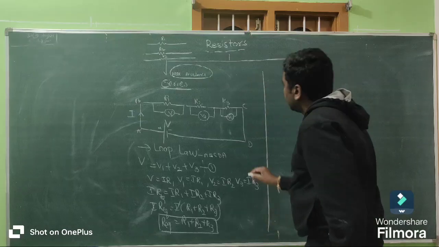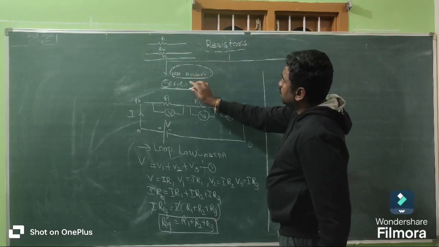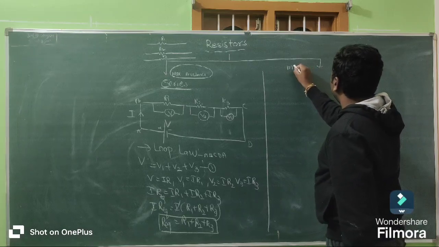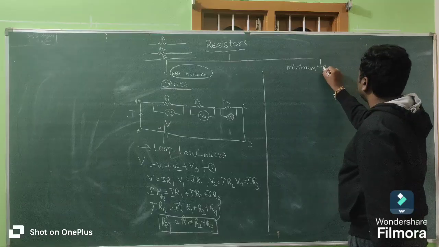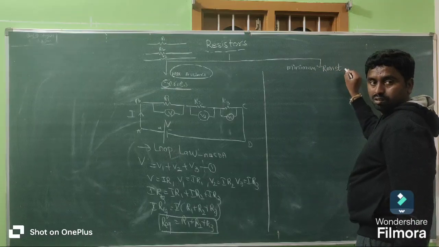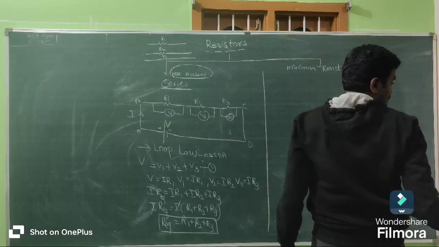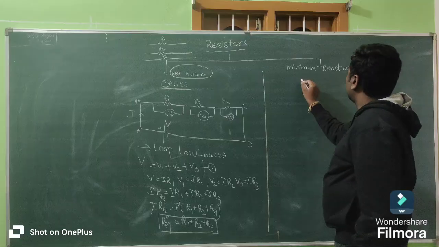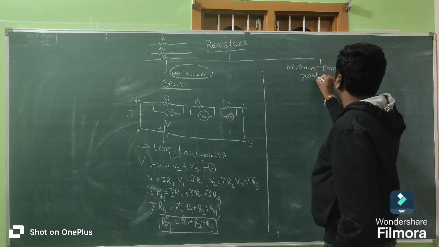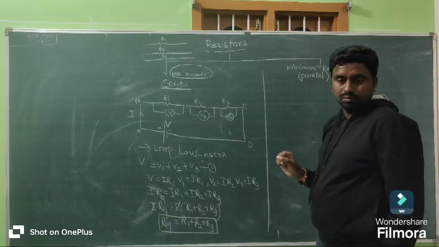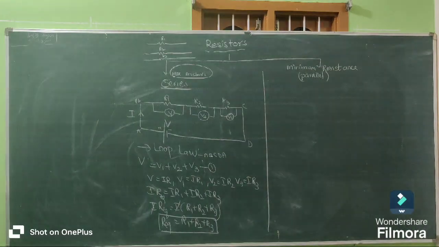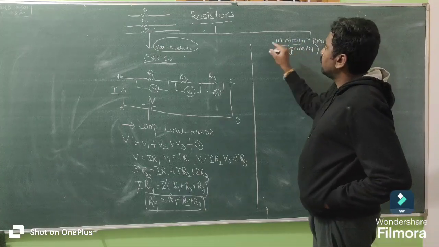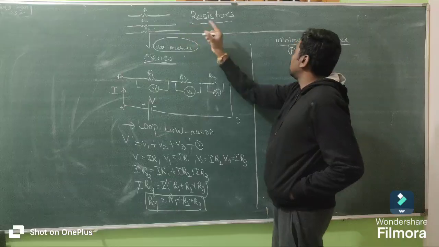Now, if you connect three resistors in series, we will get maximum resistance. If you want minimum resistance, we have to apply parallel connection. Next we have to calculate minimum resistance. If you want a minimum resistance, we have to connect these given three resistors in parallel connection.